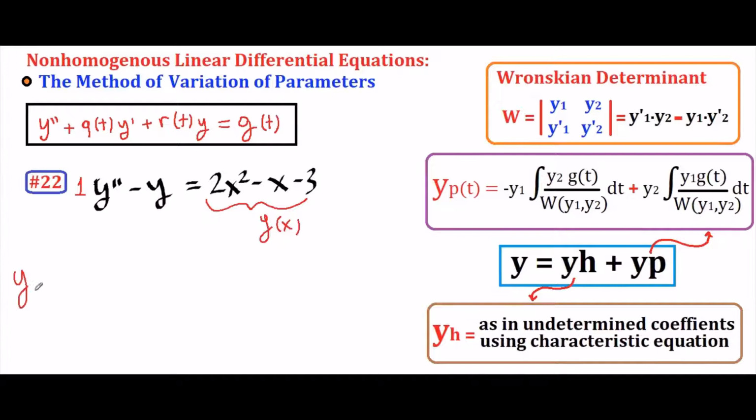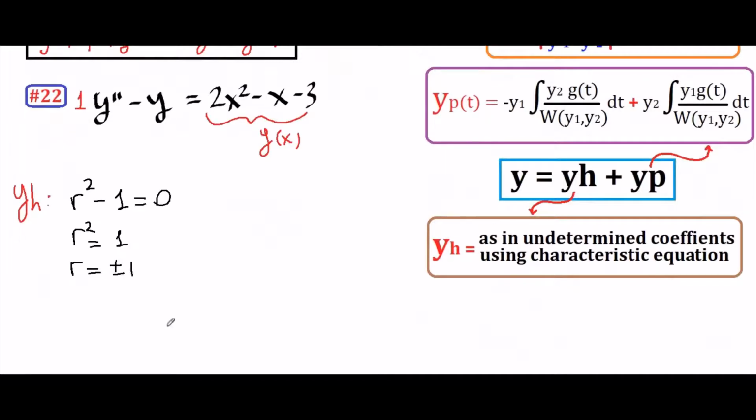We start with the y homogeneous part. Our y homogeneous will be r squared minus 1 equals 0 when we convert this into the characteristic equation. Solving for r squared equals 1. From here r equals plus or minus 1 when you take the square root on both sides. Now this is repeated roots, so our y homogeneous will be c1 e to the x plus c2 x e to the x, because it is repeated roots.